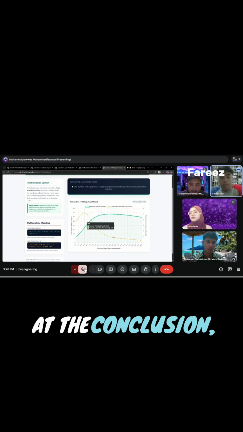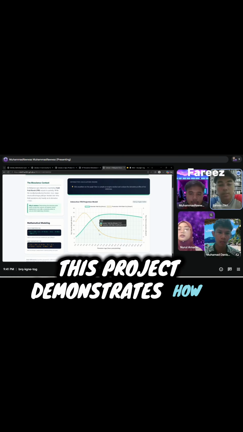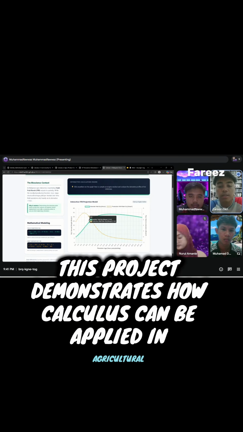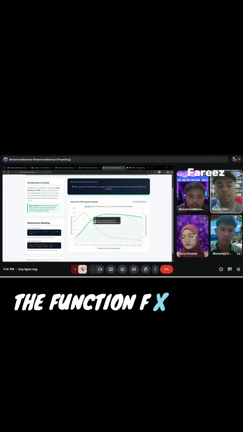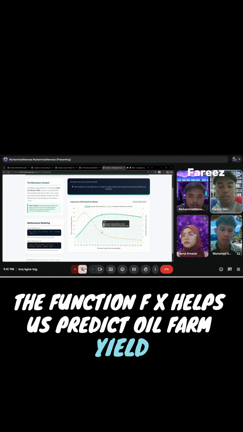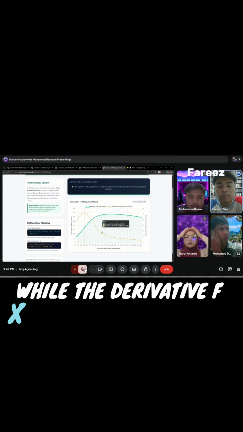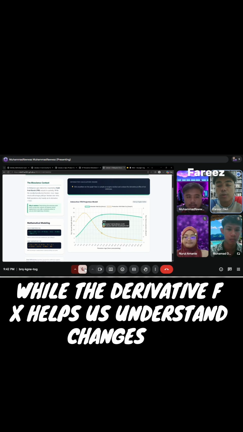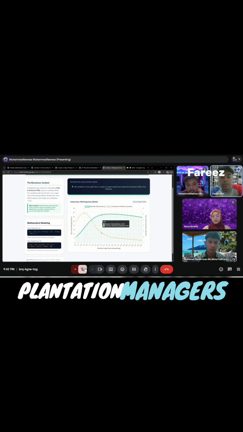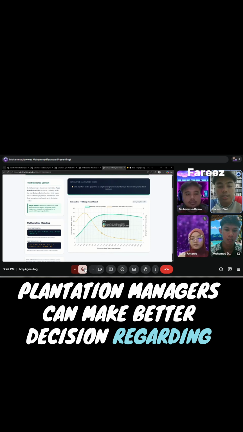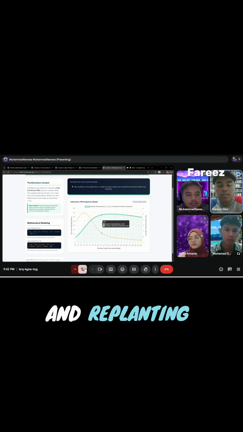And the conclusion, this project demonstrates how calculus can be applied in agricultural technology. The function f(x) helps us predict oil palm yield, while the derivative f'(x) helps us understand changes in productivity over time. By analyzing these mathematical models, plantation managers can make better decisions regarding harvesting strategies and replanting schedules.